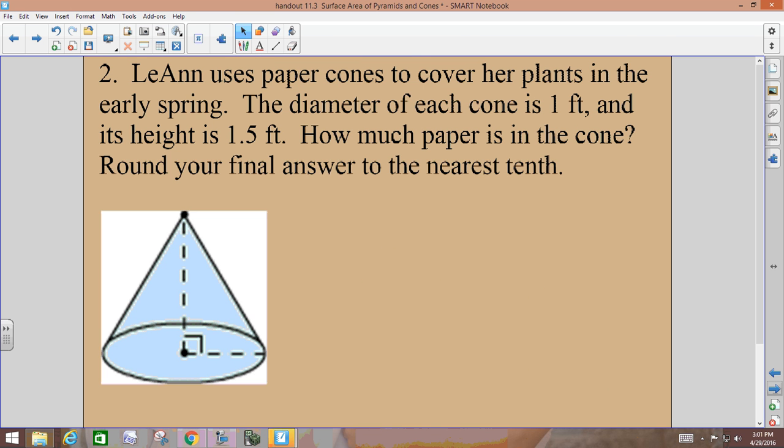LeAnn uses paper cones to cover her plants in the early spring so they don't get hit by the frost and die. The paper cones have a diameter of 1 foot and a height of 1.5 feet. How much paper does she need for her cones? What would be the area of paper that is needed in her cone?